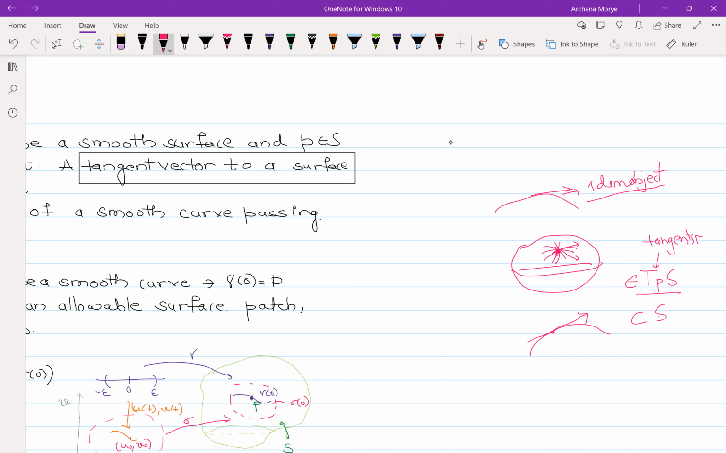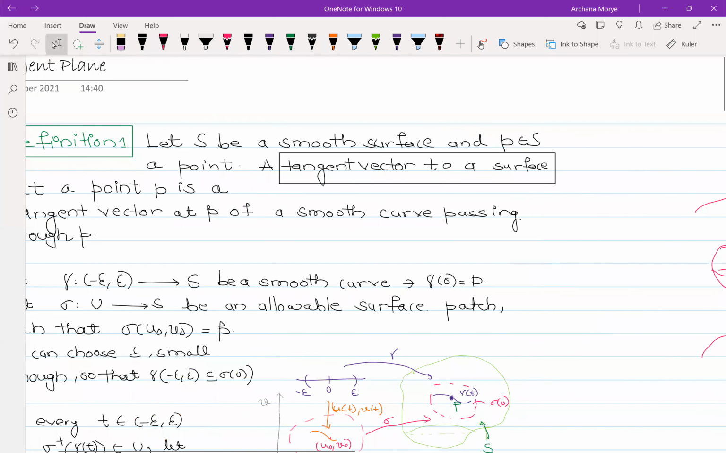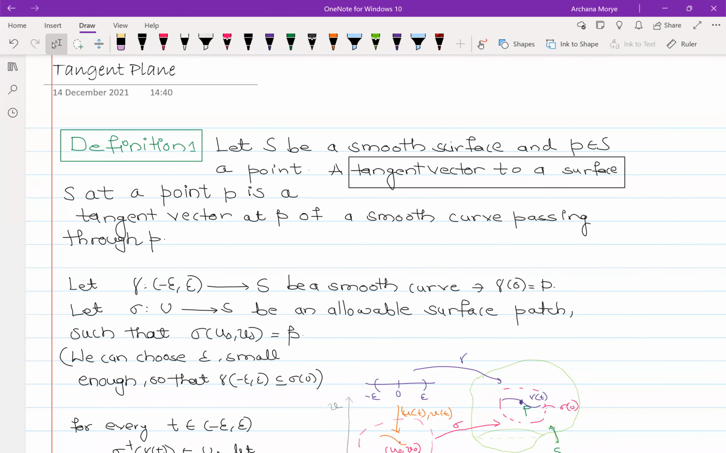So this is one. Then I'll take another curve, look at its tangent, and add that also inside this. That is how our tangent space is created. So let me define it. Let S be a smooth surface, and P belonging to S a point. Then a tangent vector to a surface S at a point P is a tangent vector at P of a smooth curve passing through P.